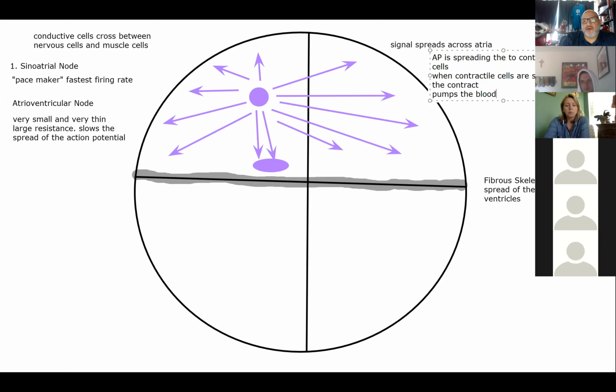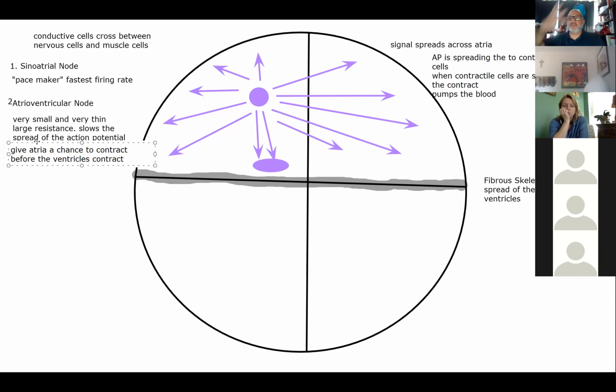No. So notice by slowing the signal down here in our atrioventricular node, and I should have put a 2 in front of that, so I'll cheat and do that there. This gives the atria a chance to contract before the ventricles contract. So we're able to slow the signal down, and it makes for a more efficient process. Our atria can contract before the ventricles can contract. And that's going to get us a much more consistent, much more efficient contraction.